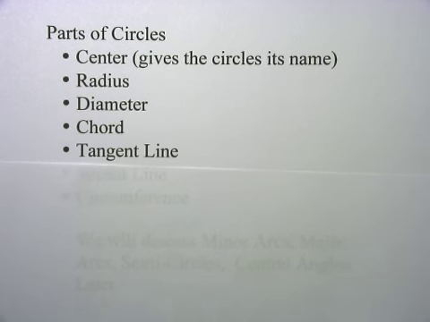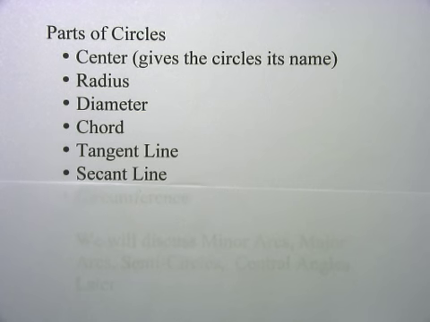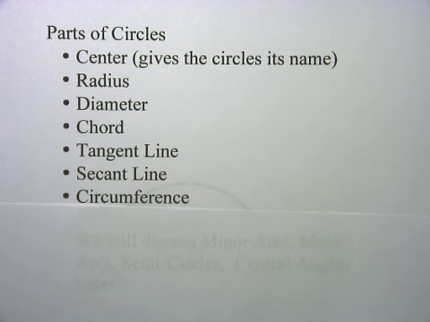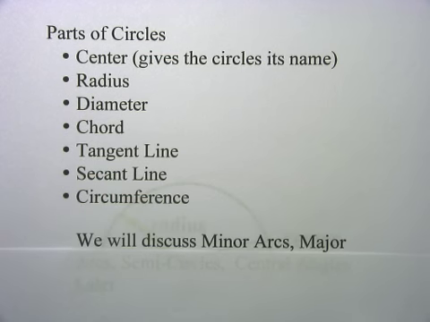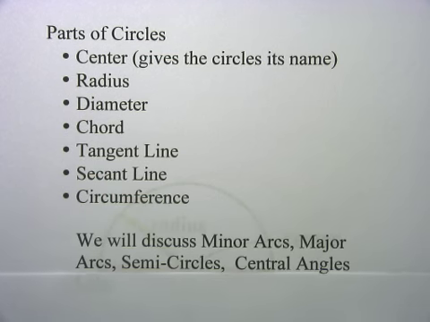We also have tangent lines, which we've discussed before. We've also talked about secant lines, and if you forgot those, don't worry about them. We're going to cover them again today. And of course, a circle has a circumference. Now, in the past, we also discussed minor arcs, major arcs, semicircles, and central angles, but we're going to talk more about those later. So let's take a look at a circle.